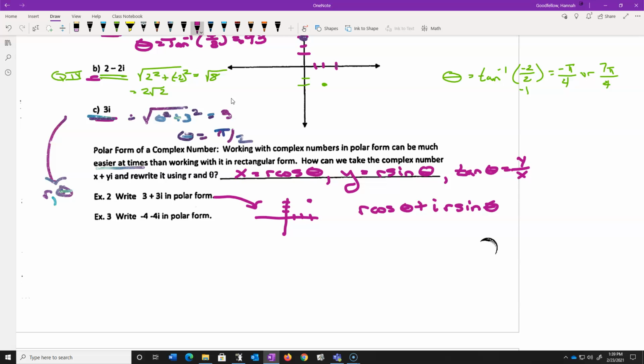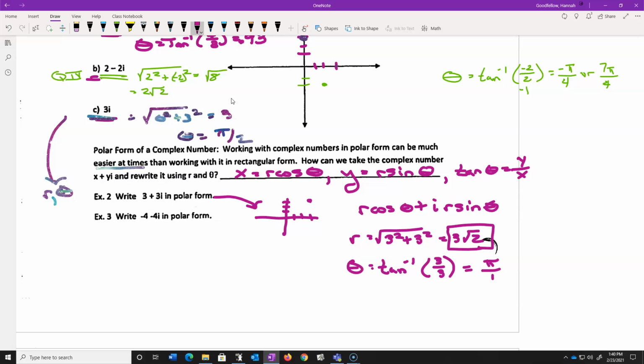Well, r is not hard to find because that is basically the distance from the origin to that point, or the absolute value of the rectangular, or better yet, the square root of 3 squared plus 3 squared, which is going to end up being 3 root 2. Now, there's your r. You found your r value, okay? Second would be to actually find the theta that should go into this formula, which would be the inverse tangent of 3 divided by 3, and the inverse tangent of 1 is pi over 4.